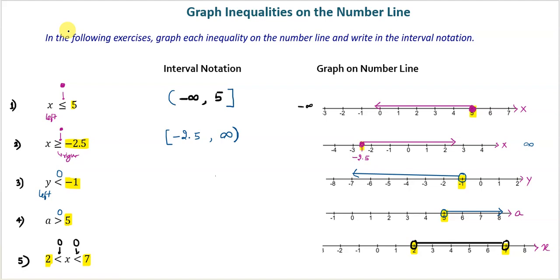The number is minus 1. One of the endpoints is minus 1. Now it's moving on the left to infinity, so it is minus infinity.